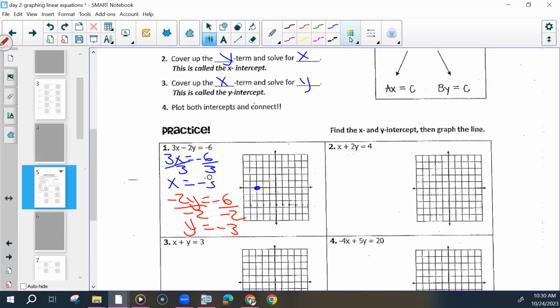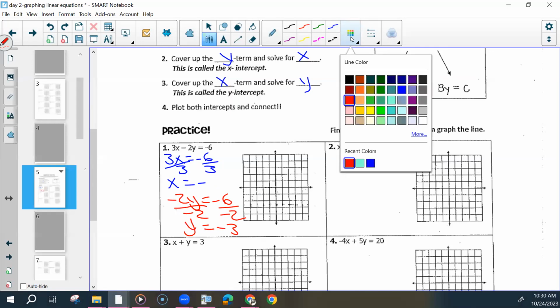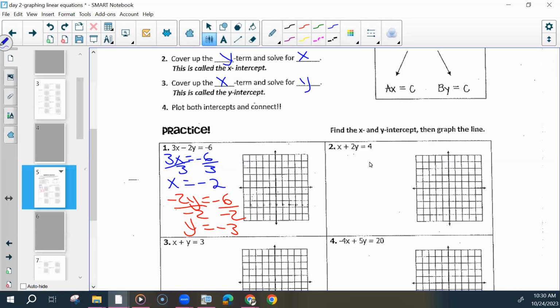This should be -2, not -3 for the x. But this one is negative. Positive. Wait, sorry. Right.